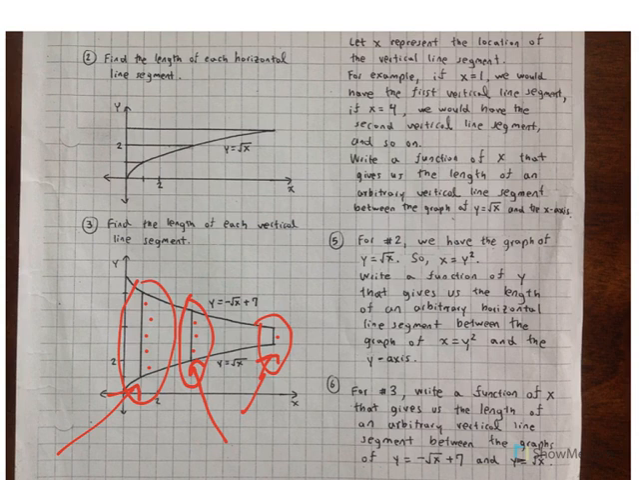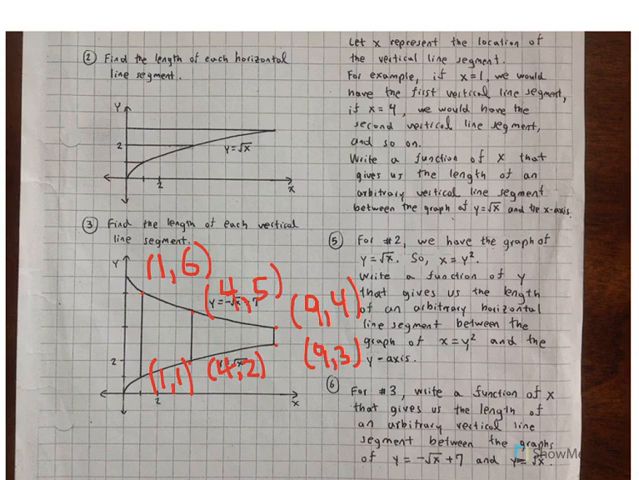So we want to make the same kinds of observations that we had made earlier. Like we saw in number 1, to find the length of each vertical line segment, we could take the y-coordinate of the top endpoint and subtract from it the y-coordinate of the bottom endpoint. 6 minus 1 is 5. If we do that for the second line segment here, 5 minus 2 is 3. And if we do it for the third vertical line segment here, 4 minus 3 is 1.